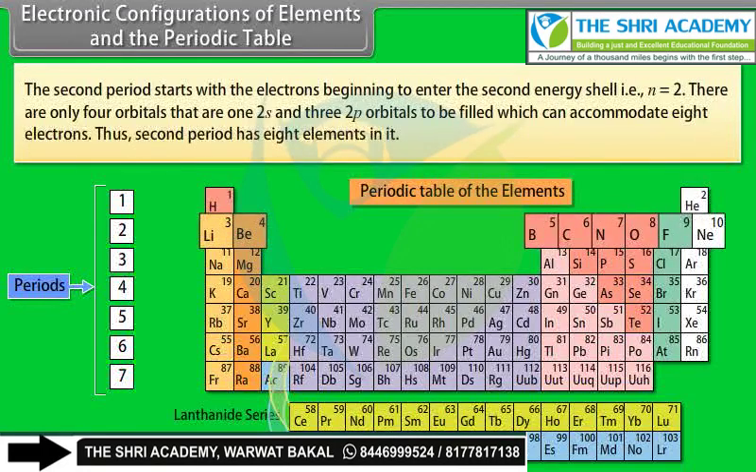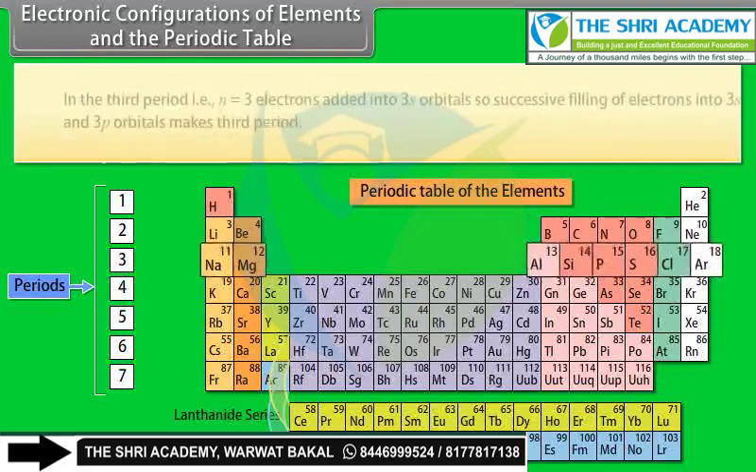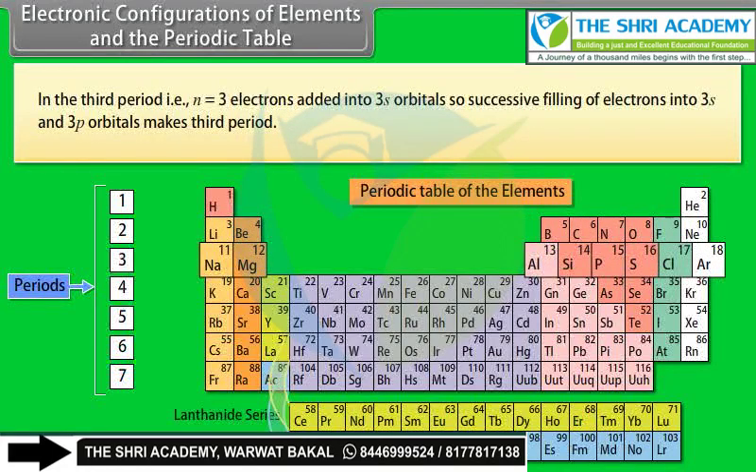The second period starts with the electrons beginning to enter the second energy shell, that is, n equals 2. There are only 4 orbitals, that are one 2s and three 2p orbitals, to be filled, which can accommodate 8 electrons. Thus, the second period has 8 elements in it. In the third period, that is, n equals 3, electrons are added into 3s orbitals. So, successive filling of electrons into 3s and 3p orbitals makes the third period.